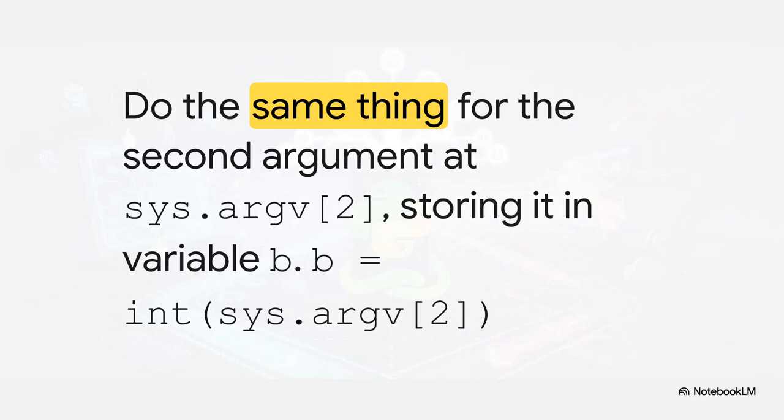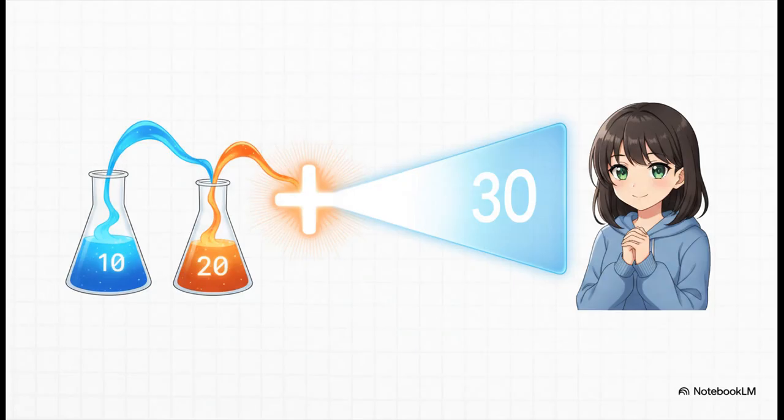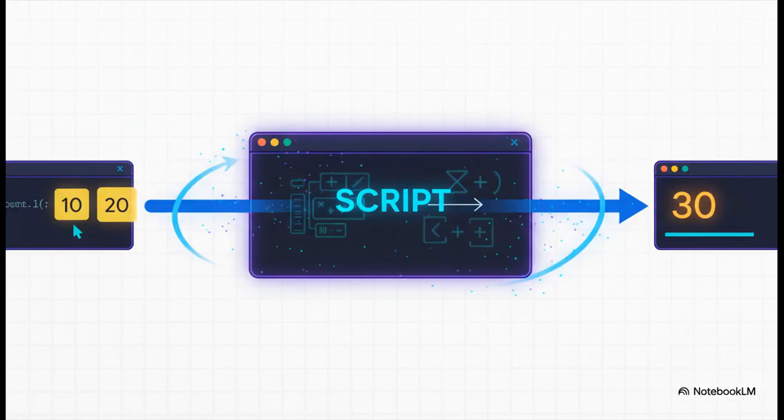And for our second argument, you guessed it, we do the exact same thing. We grab the item at index 2, which is the string 20, run it through int to convert it, and store that number in the variable b. Now for the payoff. Since a and b are now proper numbers, we can finally do our calculation. The last line just adds them up and prints out the result. See? The program never had to pause and ask for anything, because we gave it everything it needed right from the get-go.